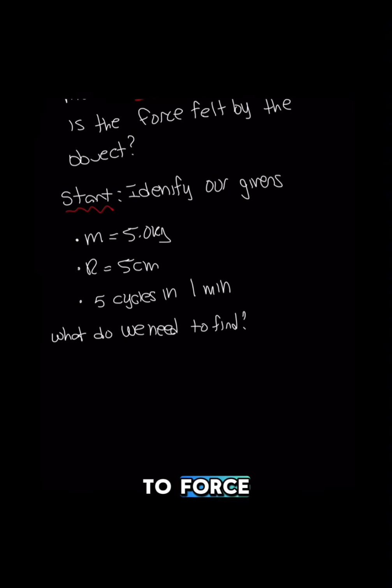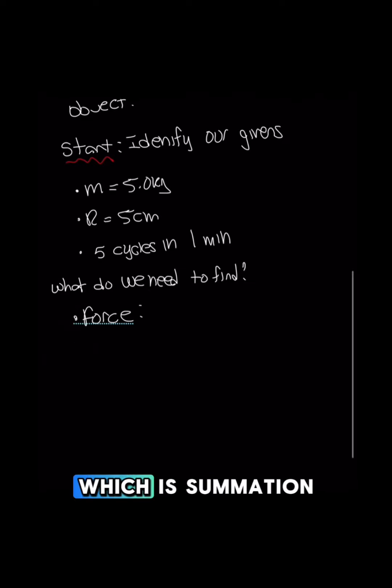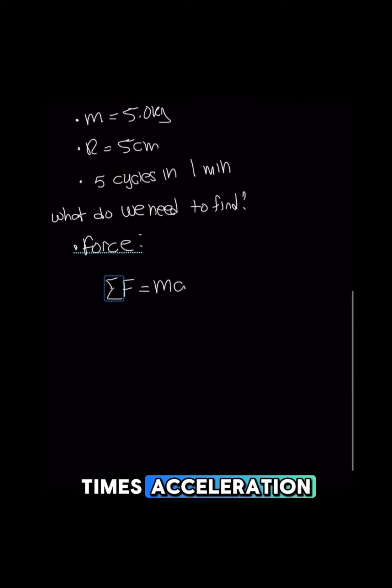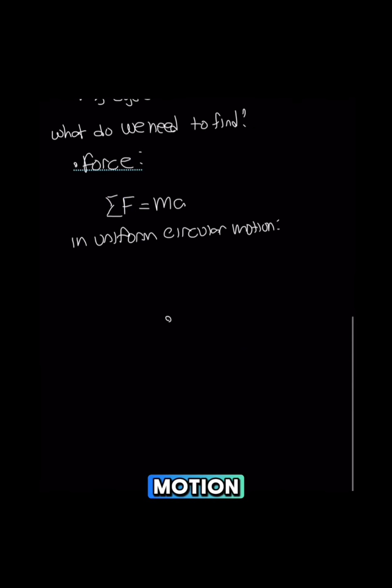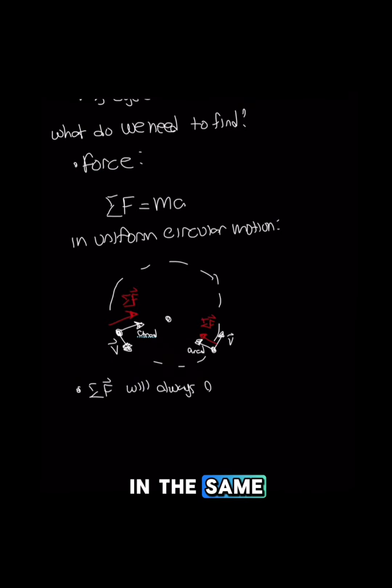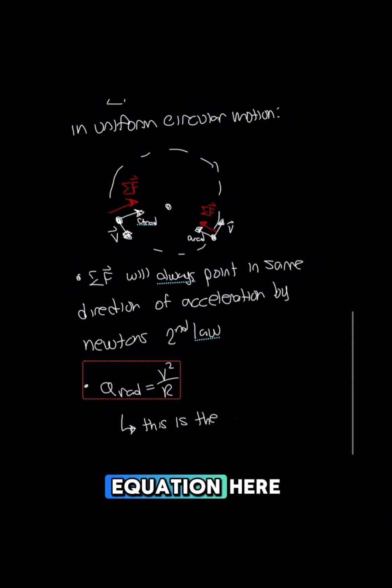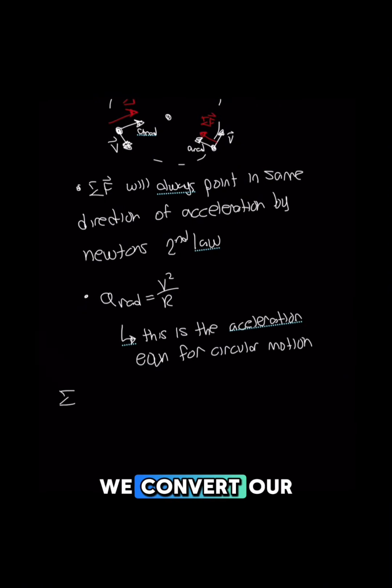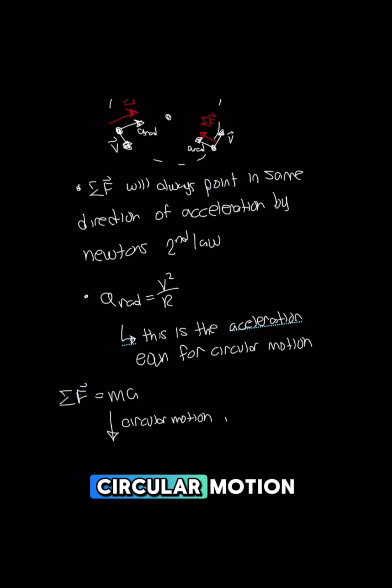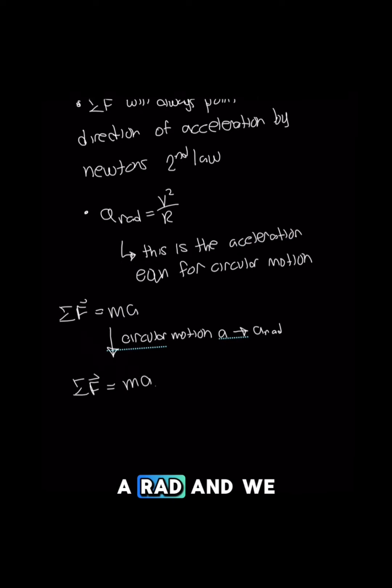The question wants the force, which will be given by Newton's second law, which is the summation of force equal to mass times acceleration. In uniform circular motion, the summation of forces is going to be in the same direction as the acceleration. Note the radial acceleration is given by this equation here for circular motion. We convert our Newton's law equation to circular motion. A is just going to go to a_rad, and we get this here.